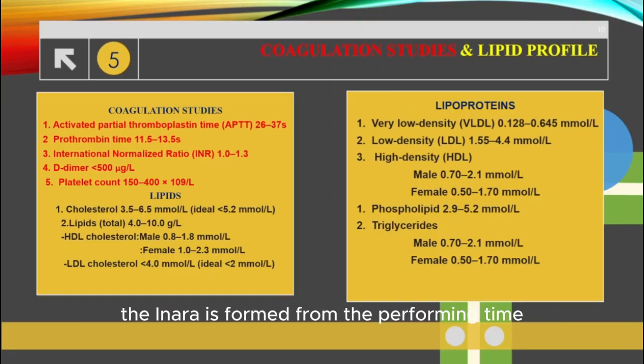The INR is formed from the prothrombin time. The question is, how do they come up with it? So in short, there is what is called the standardized prothrombin time, which is 11 to 13.5. That's the norm. Standard. Everywhere you go, it's 11.5 to 13.5. That's the standard prothrombin time.